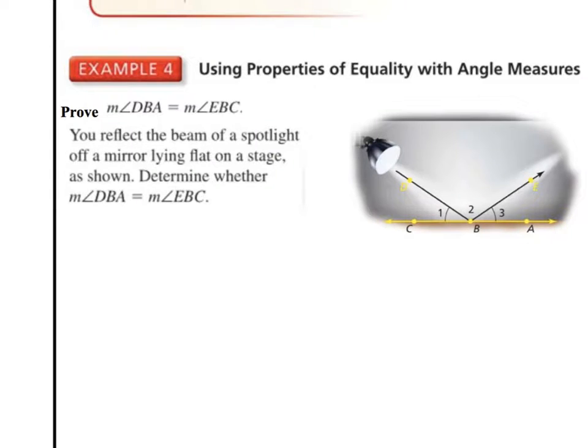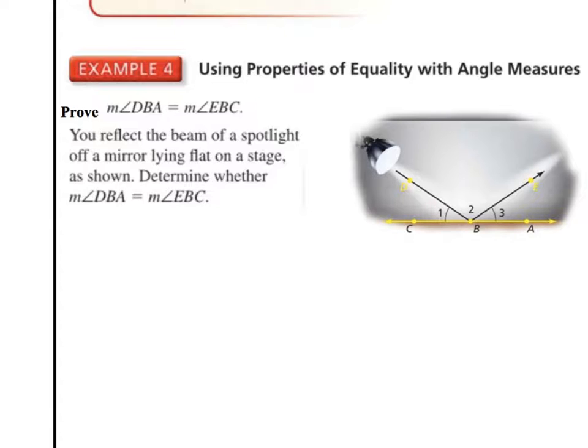A couple things to remember when we're proving stuff. First, always get as much information as you can. Look at the diagram that you're given and look at the markings very carefully, because it's pretty common that there's going to be some markings that tell you things are congruent. So look for those and write them down.